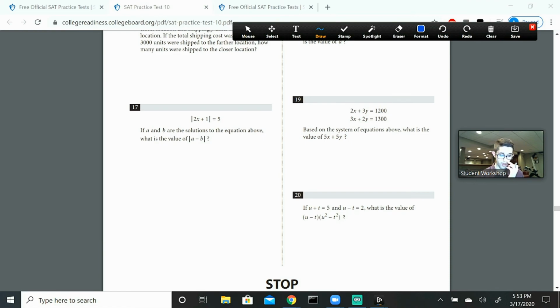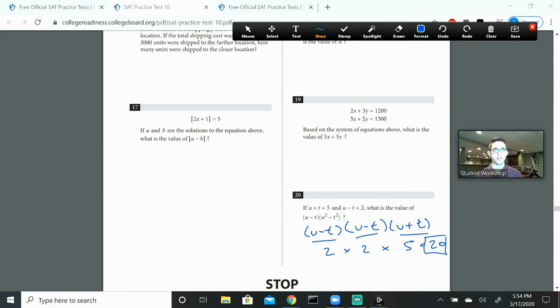I believe there's some fractions in there, so that wouldn't be too fun. What we can also do is rewrite this difference of squares of u squared minus t squared as u minus t times u plus t, and just evaluate that, because we already know what all of these are equal to. U minus t is 2 times 2, u plus t is 5, and that's just 20.